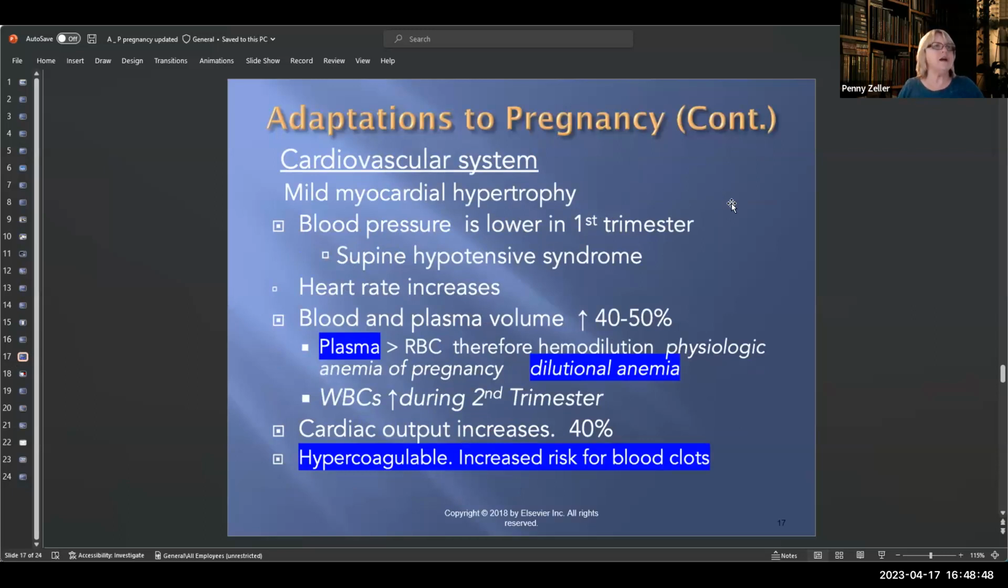So what happens to the cardiovascular system? We've got a lot more blood, right? But we have even more plasma. Okay, we've got a lot of plasma. So we have this volume of blood. Red blood cells and plasma are both increased, but more so plasma. So when you look at the blood under a microscope, it looks diluted. There aren't very many red blood cells. And we call that dilutional anemia or physiologic anemia of pregnancy.